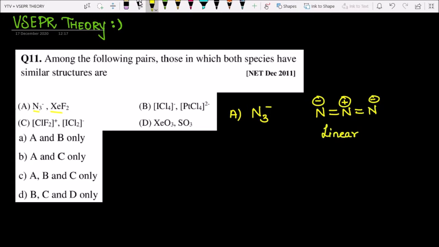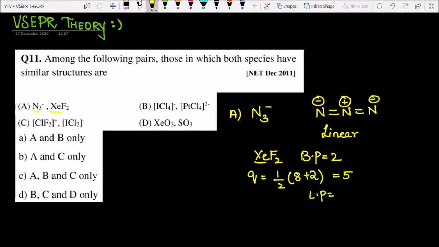Okay. So if you consider XeF2, in case of XeF2, you have two bond pairs, right? Bond pairs is equal to 2. And if you have to find the lone pair, you can find the value of the quotient, that is half into the number of valence electrons of the central atom, that is 8, plus the number of monovalent atoms, that is 2. So it's going to give you 5. Then lone pair is nothing but the quotient value minus this bond pair value. So 5 minus 2, that is going to give you 3. So there are 3 lone pairs.